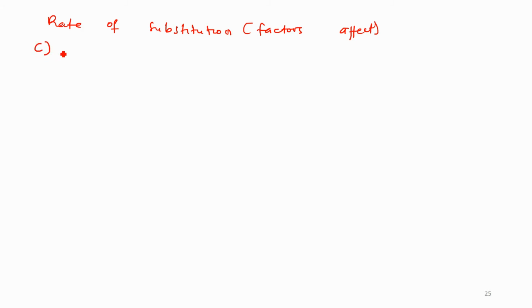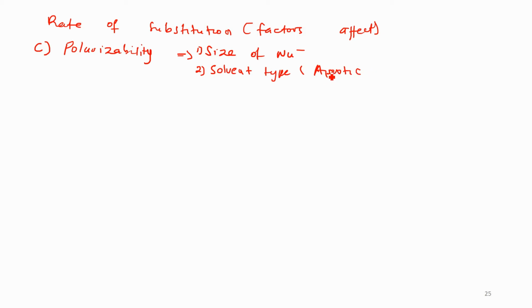So this is part C, and it should be slide 14, starting from slide 14. What I want you to know about polarizability is, before considering the solvent, let's keep in mind two things. Think about the size of the nucleophile to start with, and next we're going to think about the solvent type. There are two types of solvent. I talked about it: protic and aprotic.